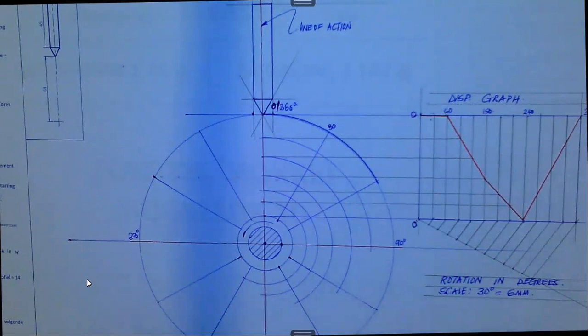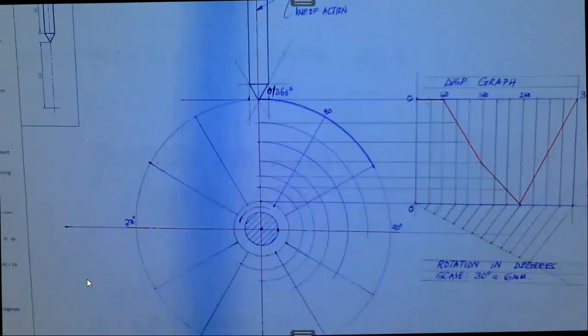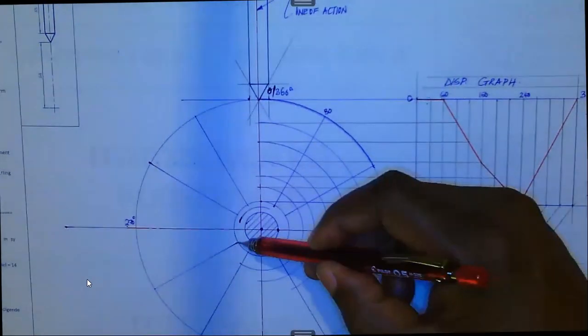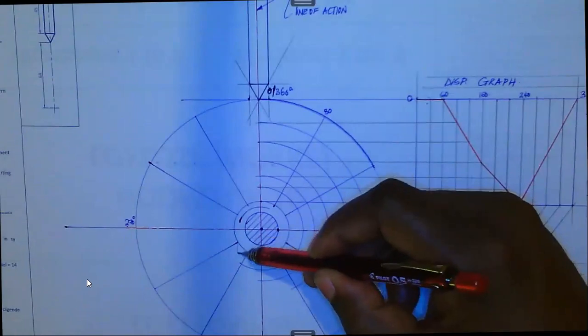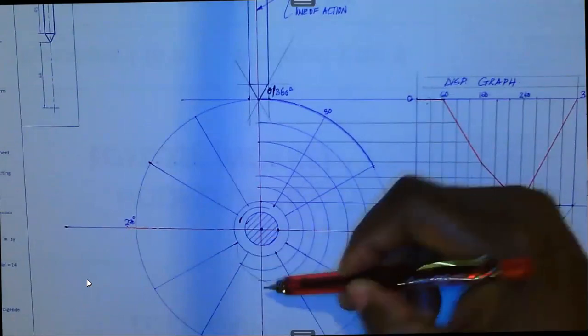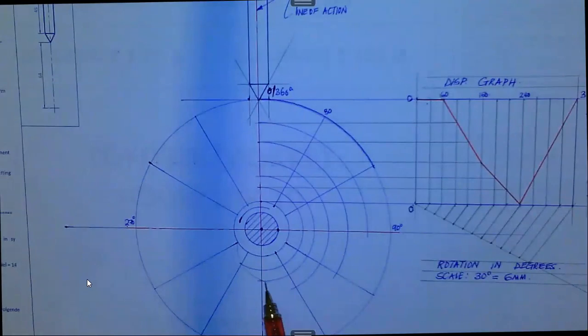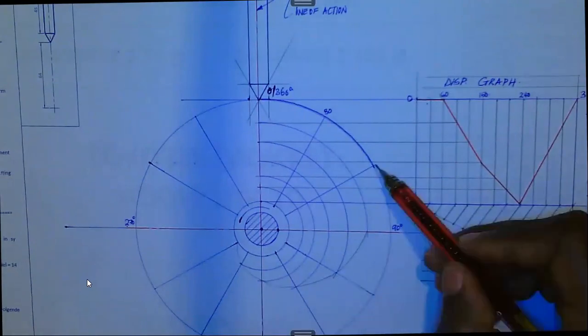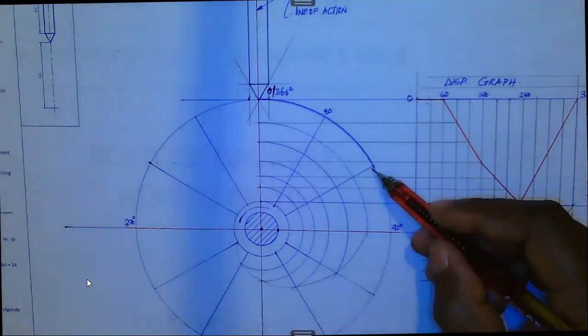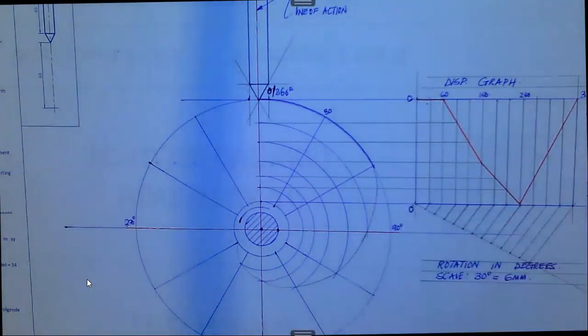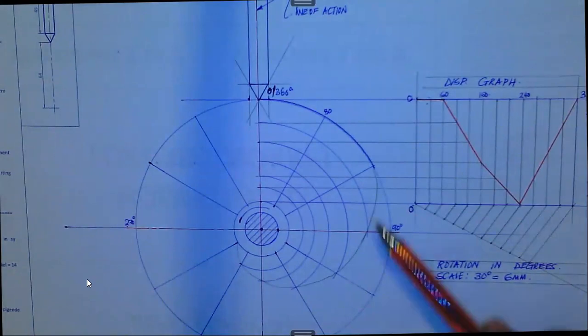Then you connect these points. This is 240, this is 210. You connect on the outward part like this. Connect like this. There you go. So this is part of the cam disc that we require. That is part of the cam disc.